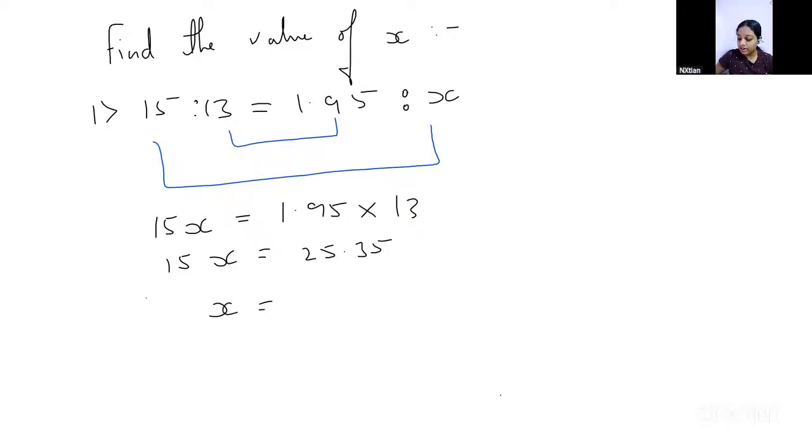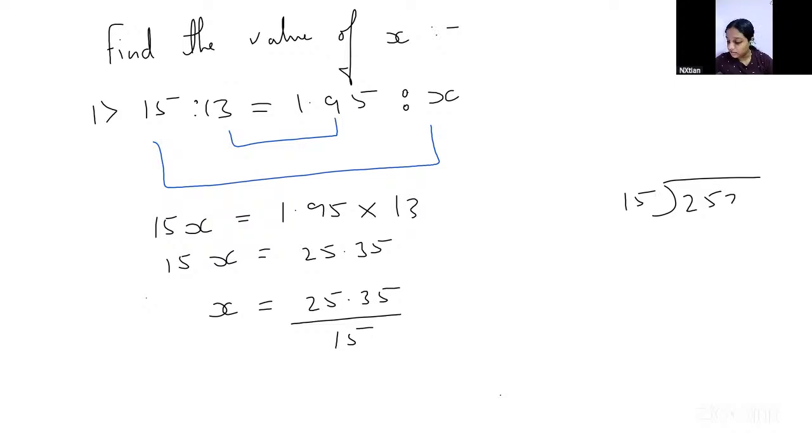Now, because you are finding x, we will write 25.35 divided by 15. How to divide it? Like this. Remove the point and just do a normal division. Do a normal division. What will I take next?